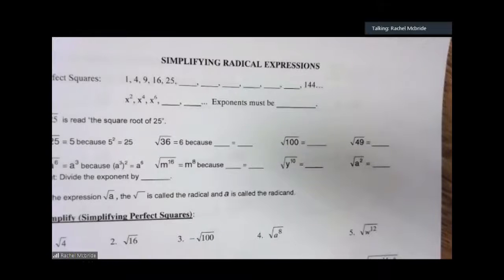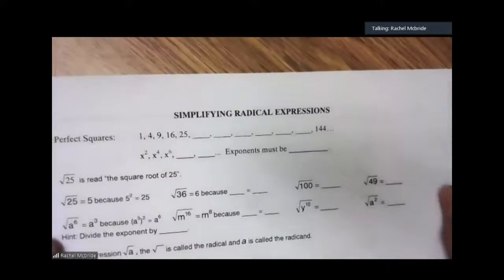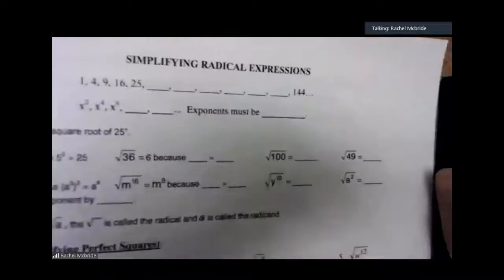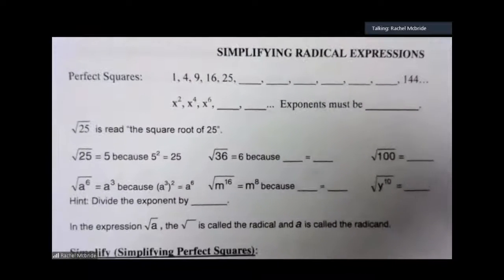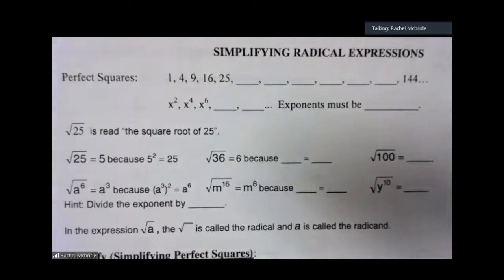So, simplifying radical expressions, summary. The perfect squares are an important part of simplifying radical expressions. It's important to know your perfect squares. This one lists up through 12. I would anticipate you know your perfect squares up through 15.